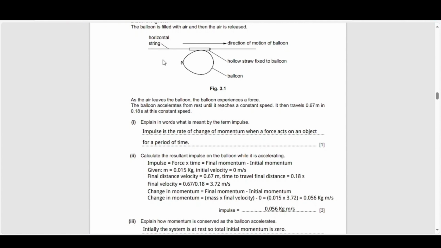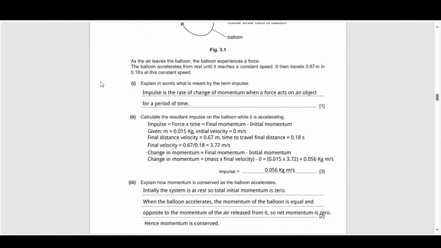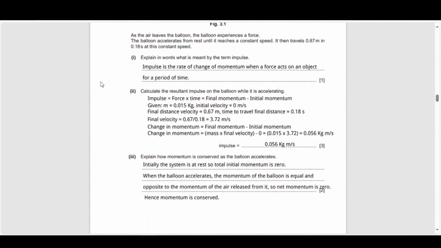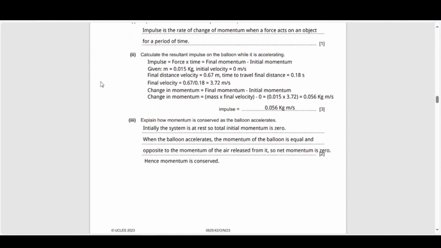So if they each have a momentum of their own, then the momentum of the air has to balance the momentum of the balloon, because they would be acting in opposite directions. And that is essentially what we experience here. So when the balloon accelerates, the momentum of the balloon is equal and opposite to the momentum of the air released from it. So net momentum is 0, so momentum is conserved.